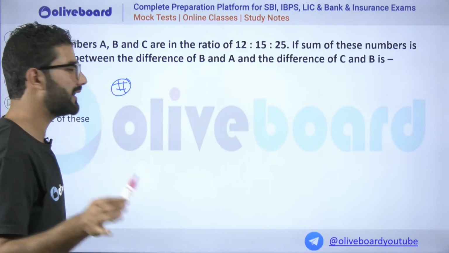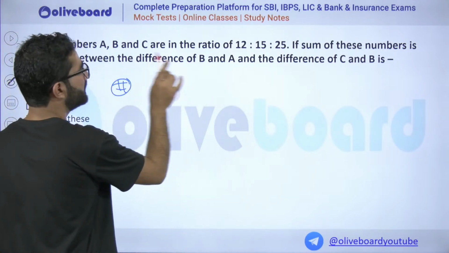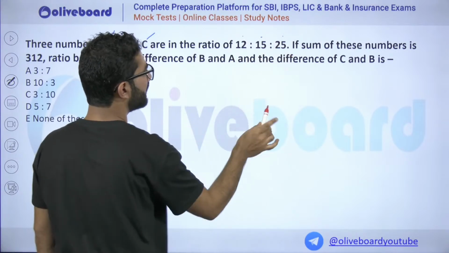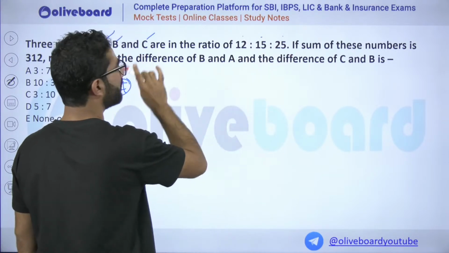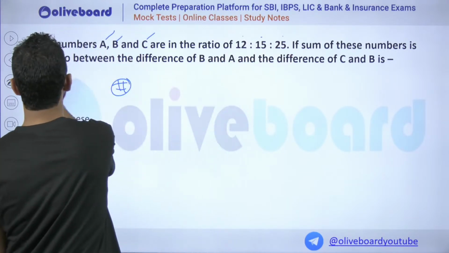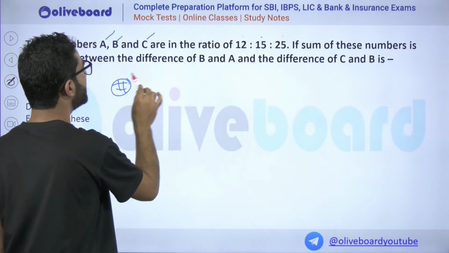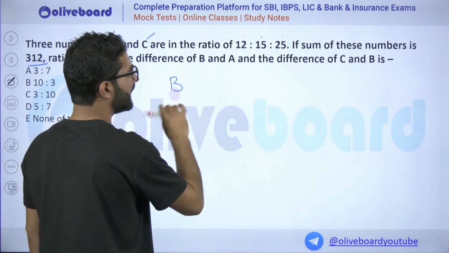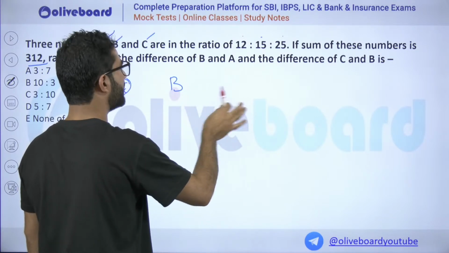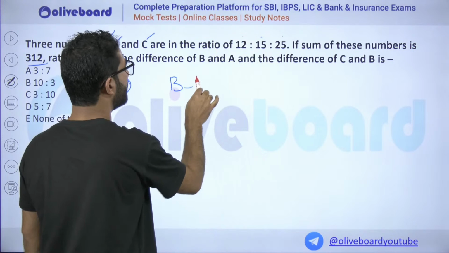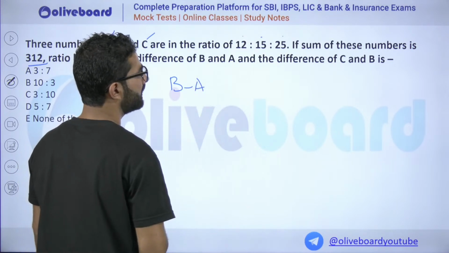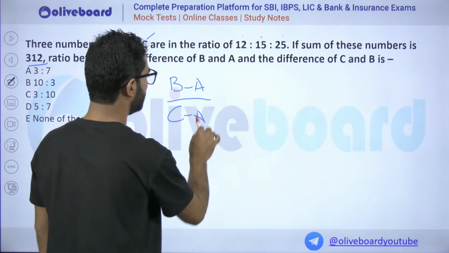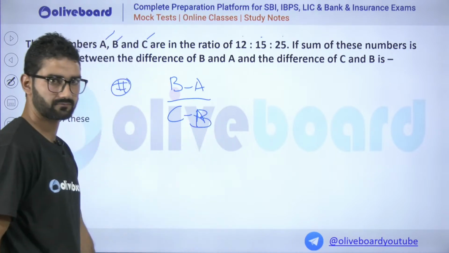What we have to find is this: if A, B, C are in a given ratio, and their sum A plus B plus C is given as 312, what could be the difference between B and A? We are going to find B minus A. Here it will be the same, we don't have a negative value. If I am asking B minus A and C minus A, C minus B, we have to find this one.